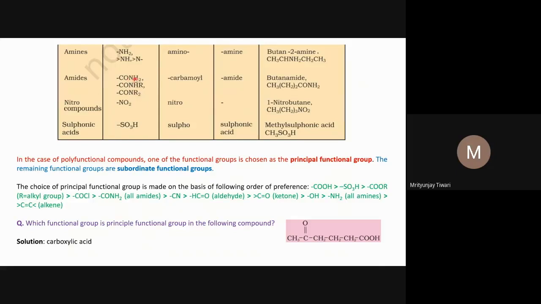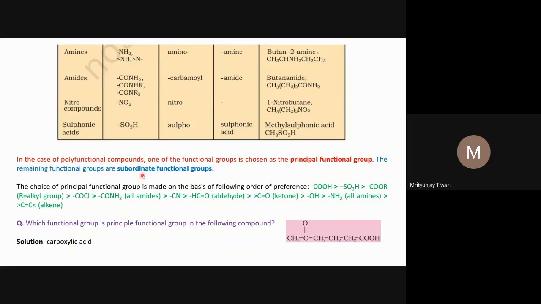It means if the amide nitrogen contains two hydrogens, it is a primary amide. If the nitrogen of the amide contains one hydrogen atom, it is a secondary amide. And if the nitrogen of the amide group contains no hydrogen atom and only alkyl groups, it is called a tertiary amide. Then there are also polyatomic functional groups. This could be NO2, or this functional group can be SO3H.